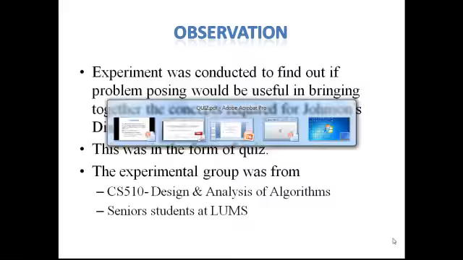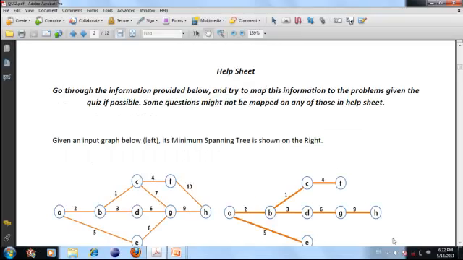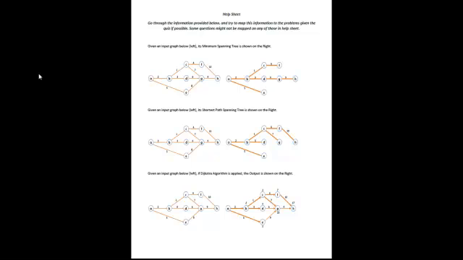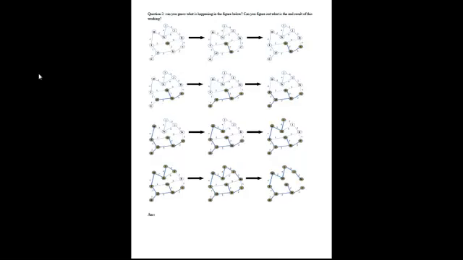I will show you the quiz. There was a help sheet for the first 6 questions. The first 6 questions were designed to check the prior concepts of the students, whether they were meaningfully learned. You can see the first question was showing the calculation of a spanning tree through a DFS technique.